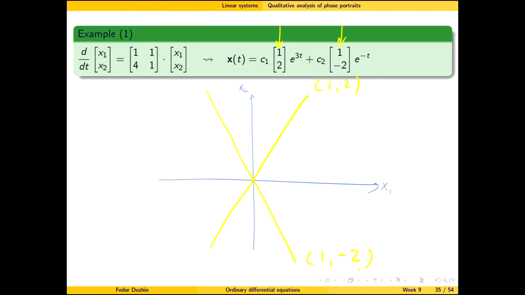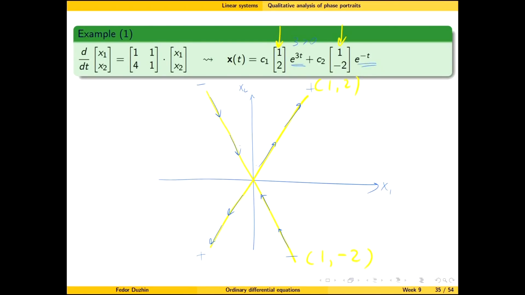Another thing that we need to notice is that here the eigenvalue is 3 and is positive. So here we have the positive eigenvalue along this line, and positive means that as t goes to infinity, e^(3t) goes to infinity as well. Which means that all solutions point away from the origin. So along this line, all the arrows point away from the origin, while the other eigenvalue is -1, so is negative, and it means that all solutions along this line point towards the origin.